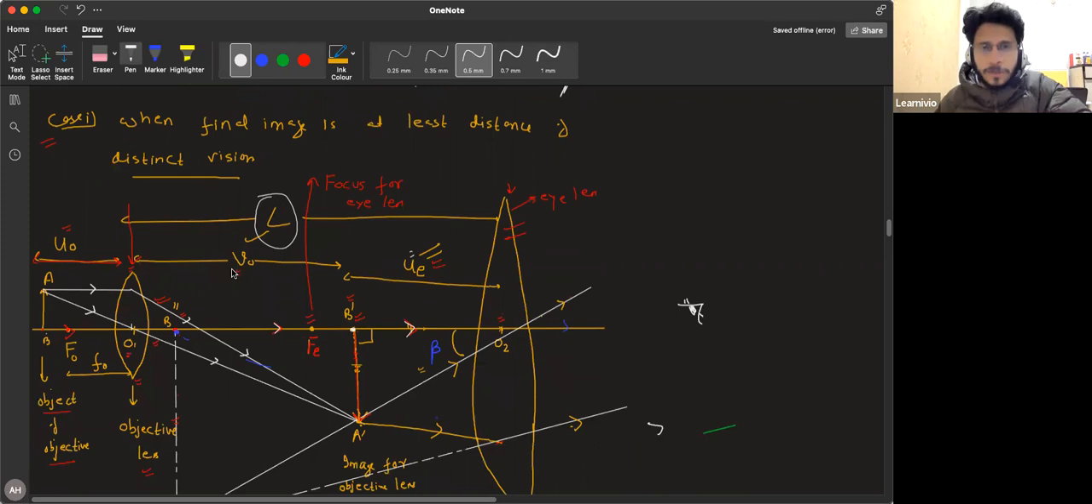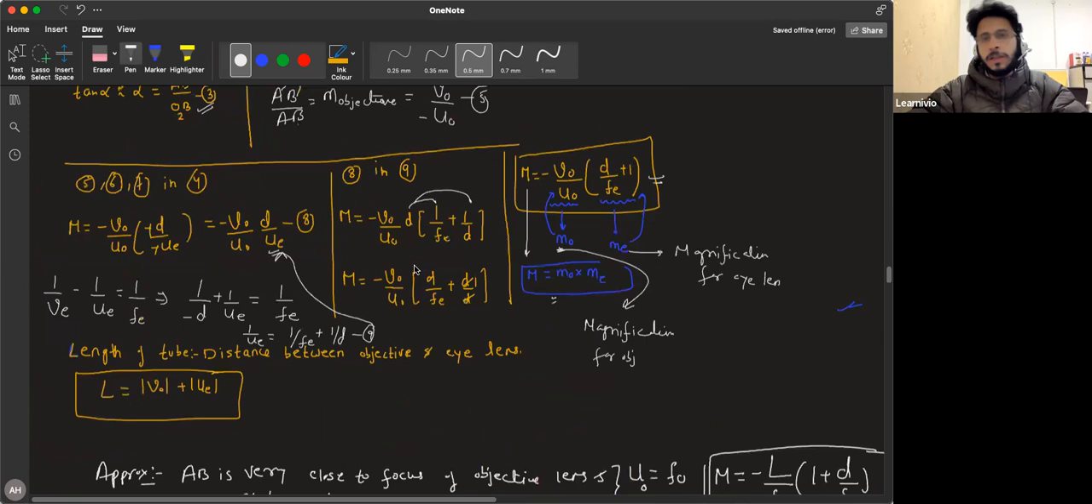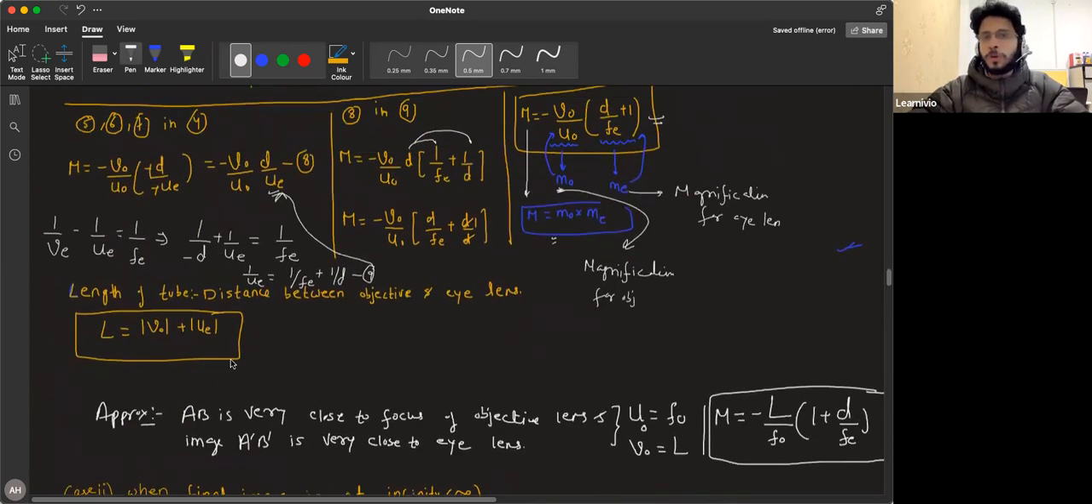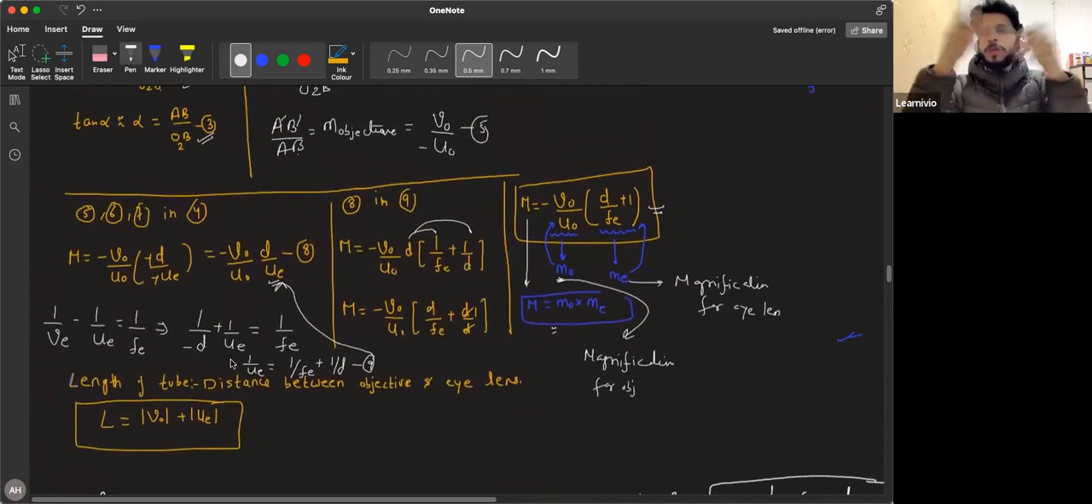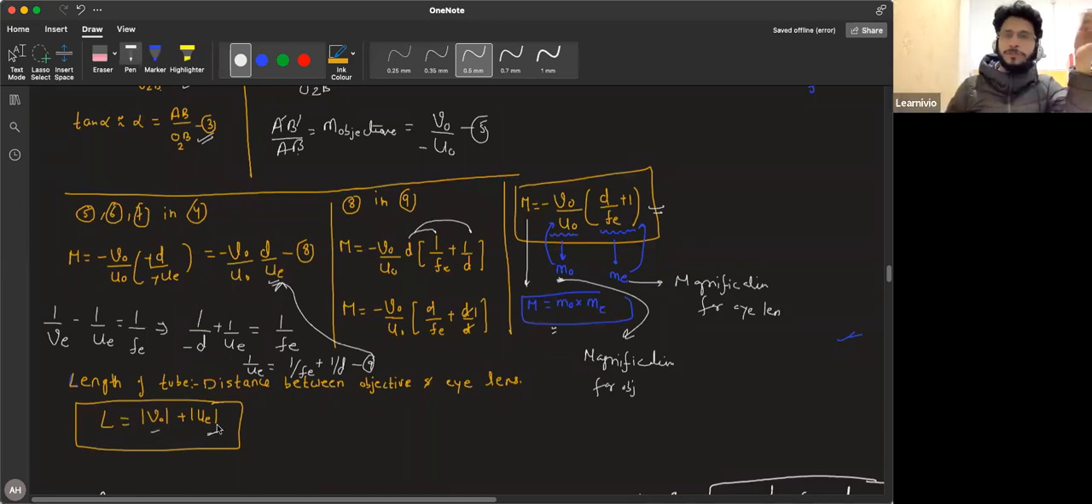So we can write length of the tube as this: the image distance for the objective lens, V naught, and this is the object distance for the eye lens, UE. So when you add V naught and UE, you get the length of the tube, L equals mod of V naught plus mod of UE. We are putting mod here. The reason is L is not an optical length. L is just the separation. It can't be negative. It's just the separation between two lenses. So we don't use sign convention.